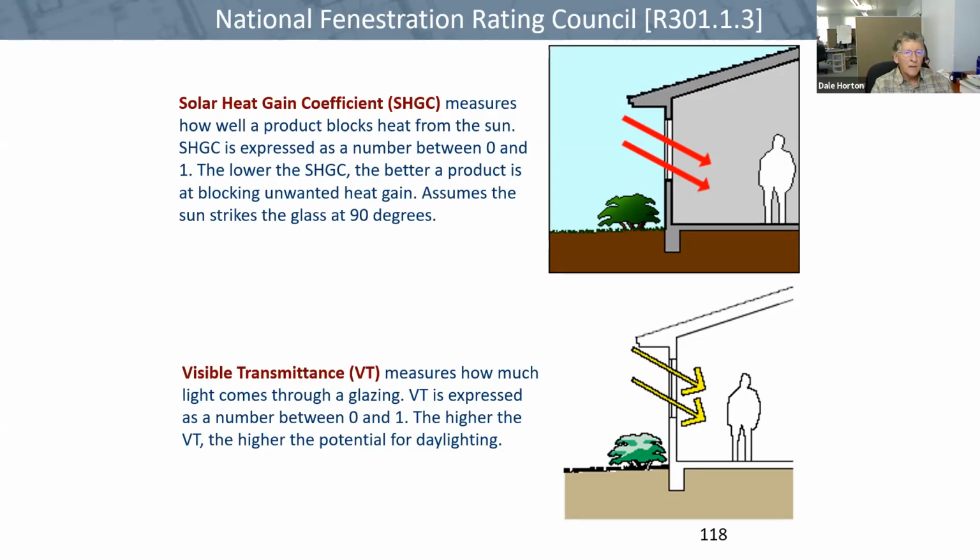And then visible transmittance is a characteristic that architects might use if they were going to provide daylighting for a building. It's a measure of how much of the sun's light in the visible wavelength can pass through the window.